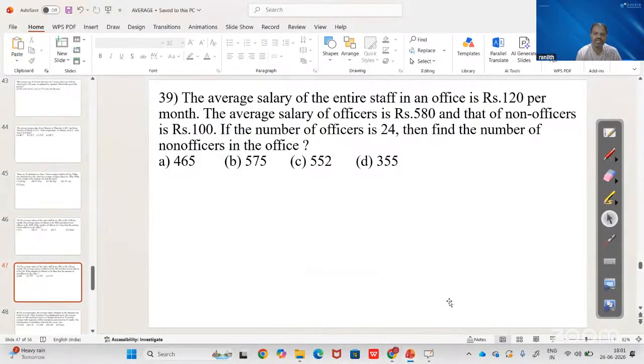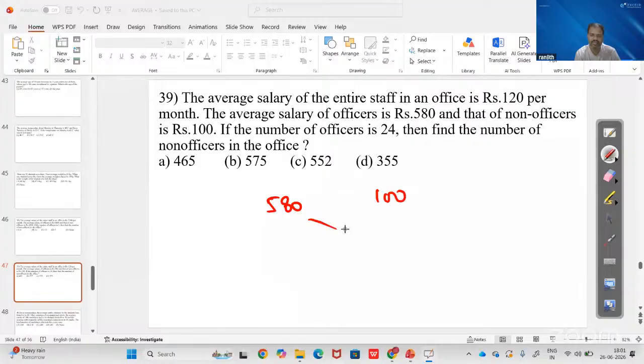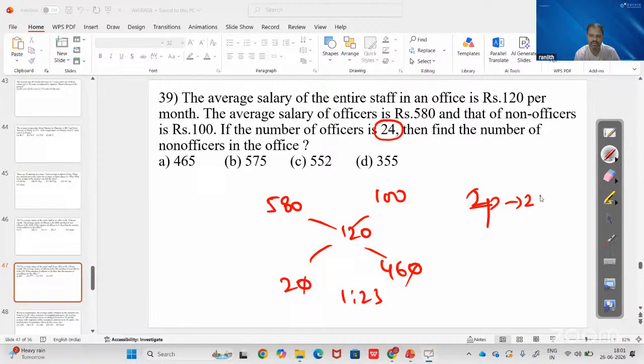So average salary of entire staff is 120. Average salary of officers is 580. Non-officers is 100. Average equal to 120. Now take the difference. Difference is 20. This is 460. So 0 is cancelled. 1 is to 23, where one part, the number of officers, equals 24, then 23 parts equal 23 into 24.